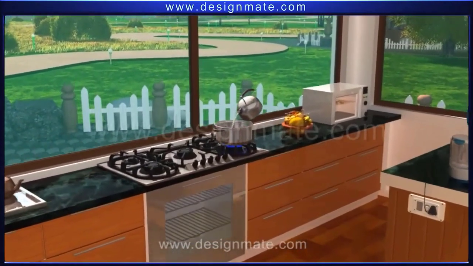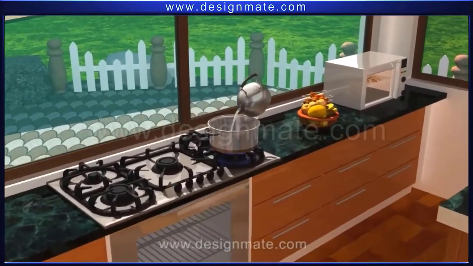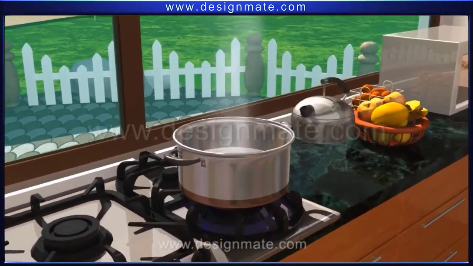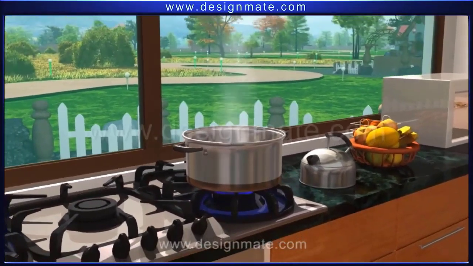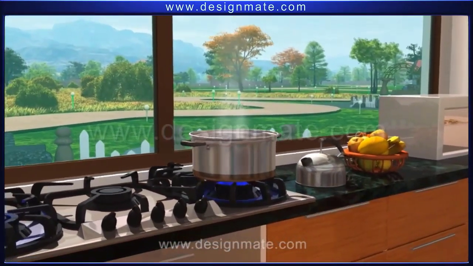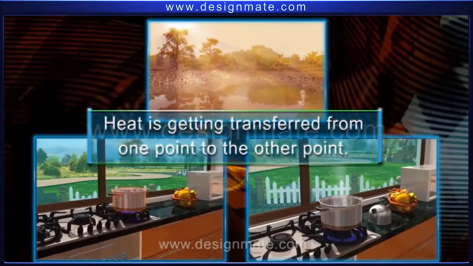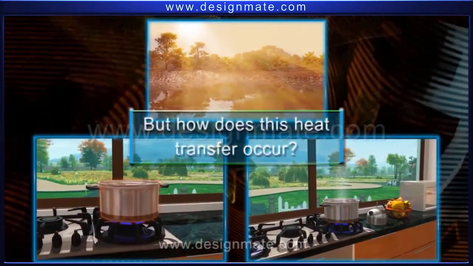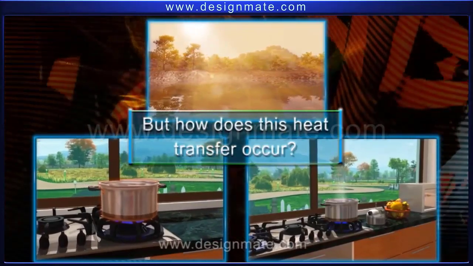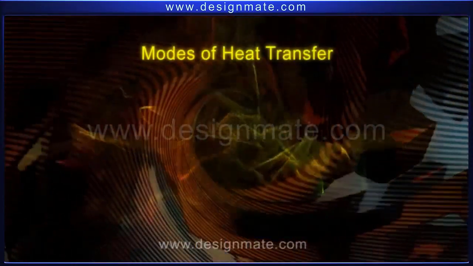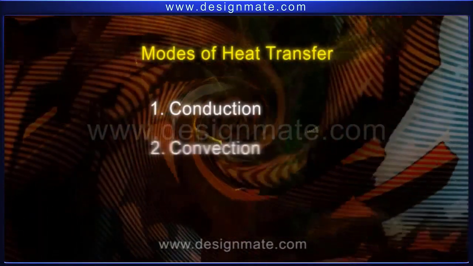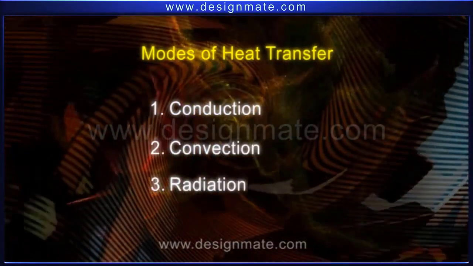Now, if we pour some water into this vessel, then the entire amount of water gets heated, in spite of the flame being at the bottom of the vessel. In all three instances, heat is getting transferred from one point to the other point. But how does this heat transfer occur? Basically, heat gets transferred by three modes: conduction, convection, and radiation.